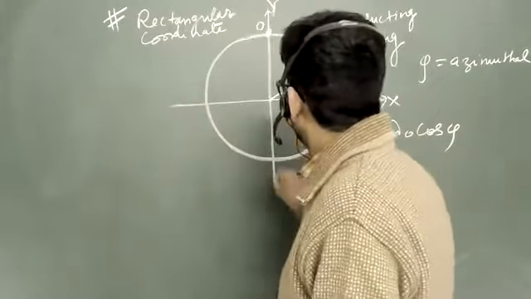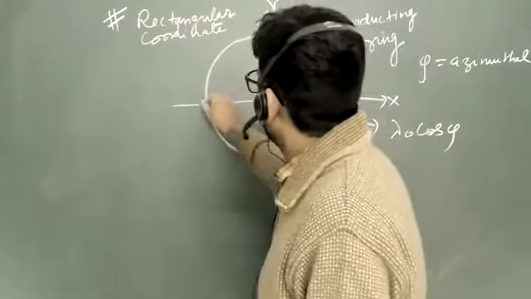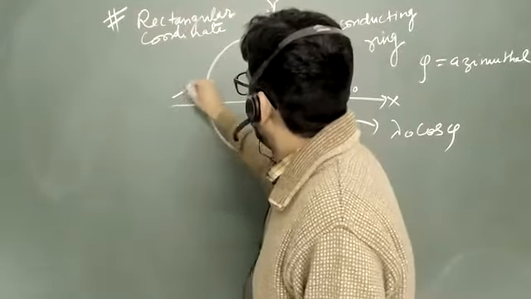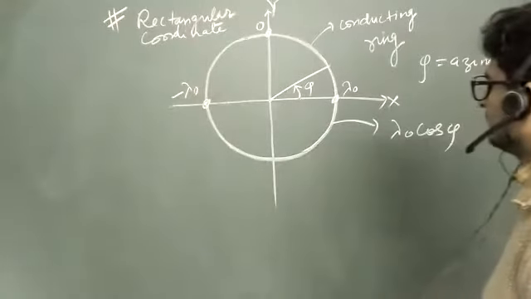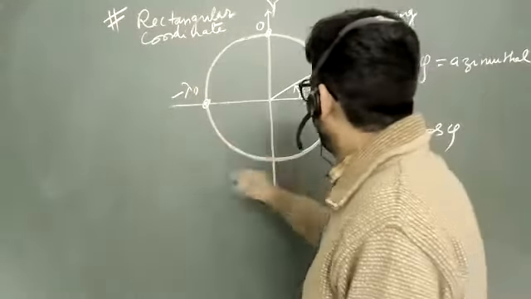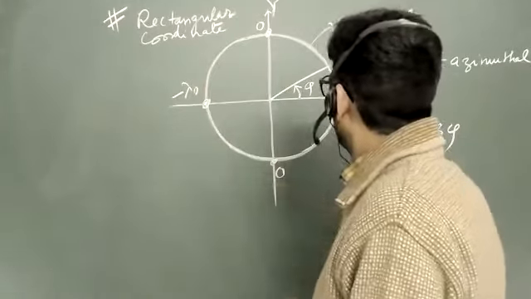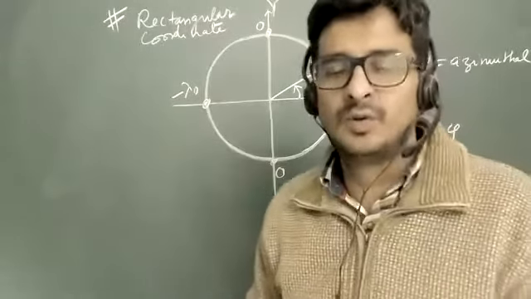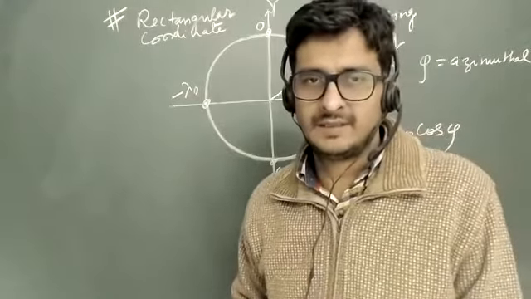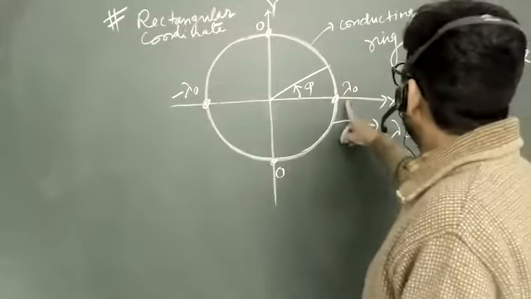Yes or no? Here you will get minus lambda naught. And here you will again get 0. And here you will again get lambda naught. First of all, understand this. This is high school trigonometry which I am discussing. Take a few angles to understand this. It is lambda naught here.